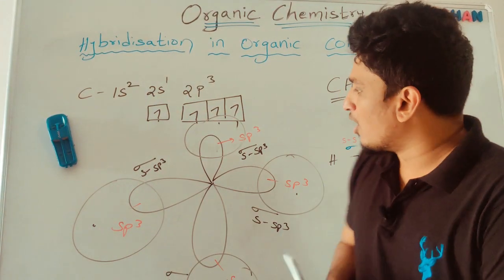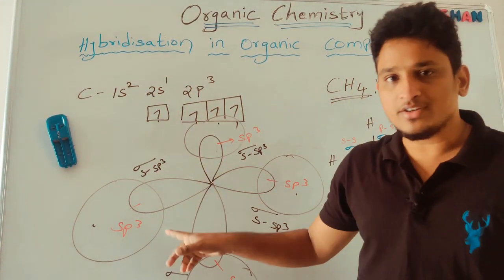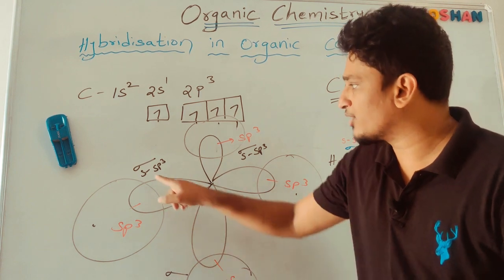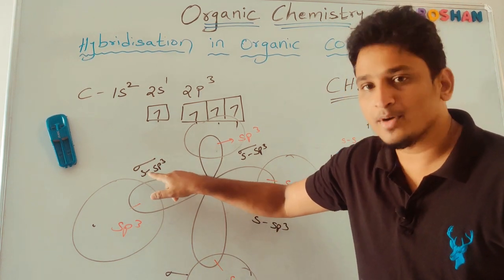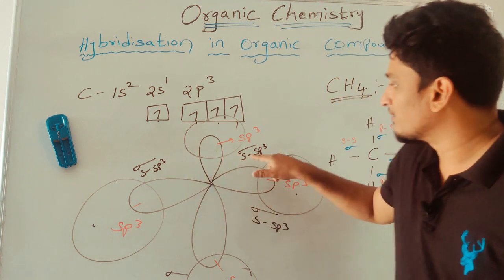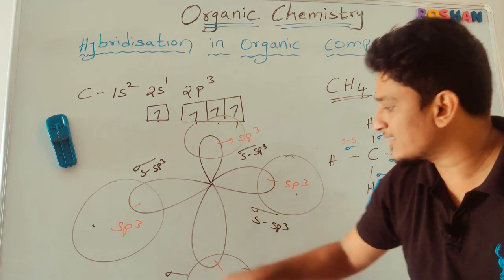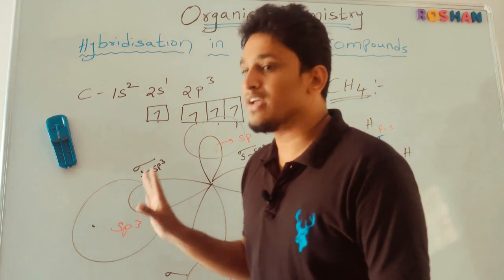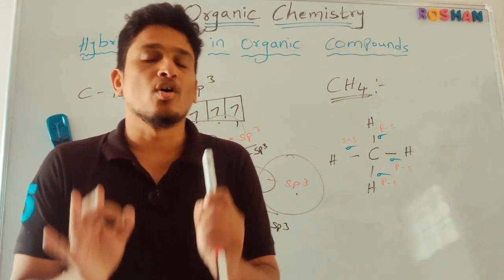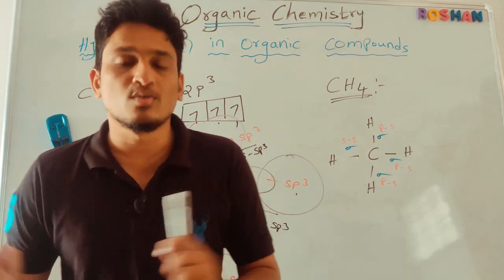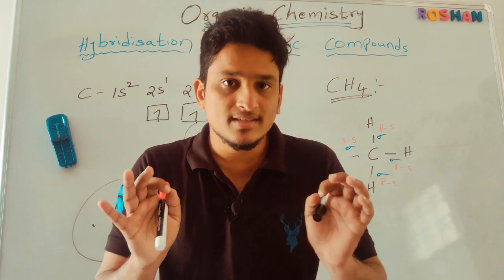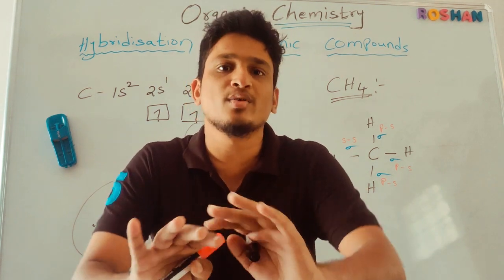Understood? Now, do all the bonds have equal bond strengths? Yes or no, students? Yes, they have equal bond strengths. Why? Because in each sigma bond the orbital combination is s and sp3. Each and every orbital has equal bond energies. So hybridization is the intermixing of atomic orbitals in order to equalize their energy.